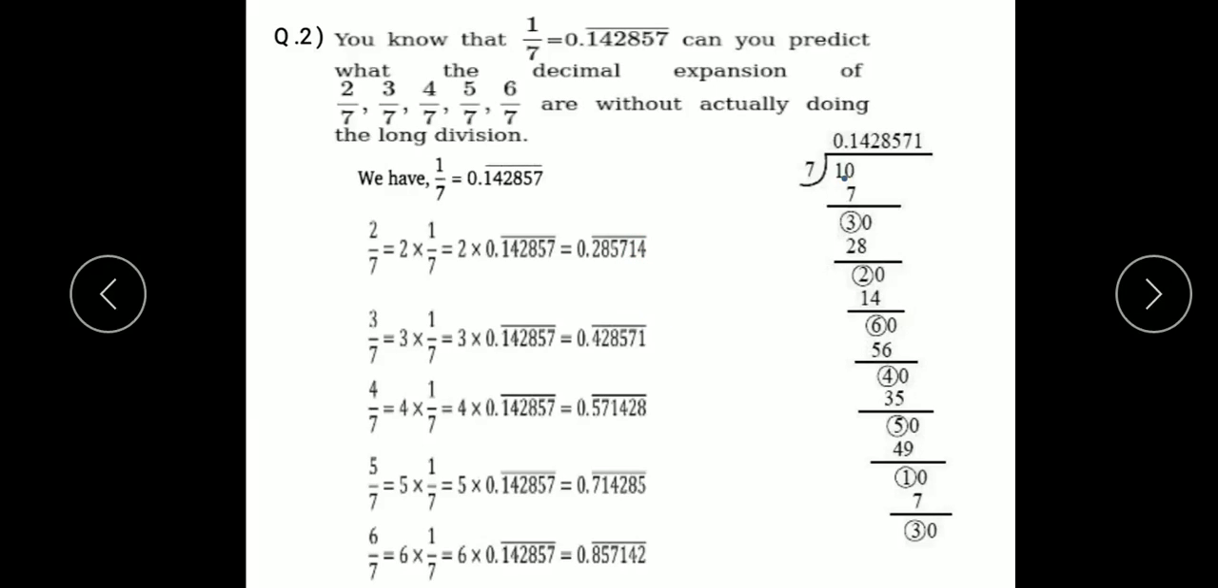We can verify our answer for 3 by 7, 4 by 7 in a similar manner. For 3 by 7, we should go to the dividend equal to 3. For 4 by 7, go to a dividend equal to 4. 5 by 7, dividend equal to 5. And check our answer. It is that easy. I request children, when you do the sums in the notebook, please verify your answer from the long division method.